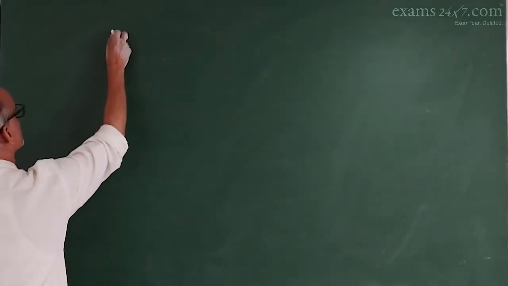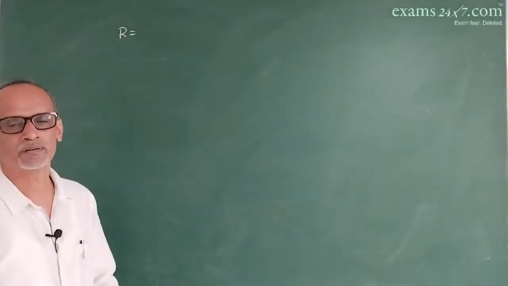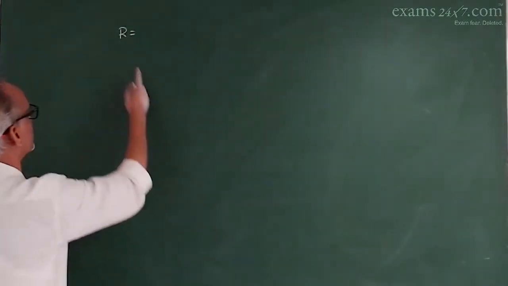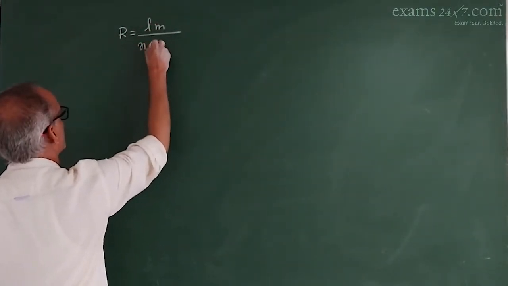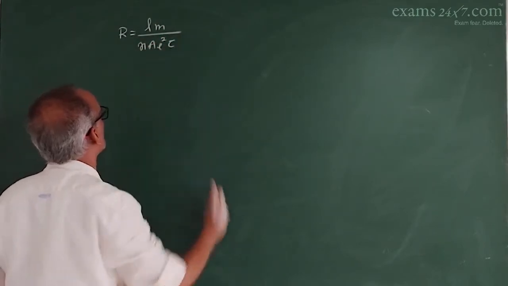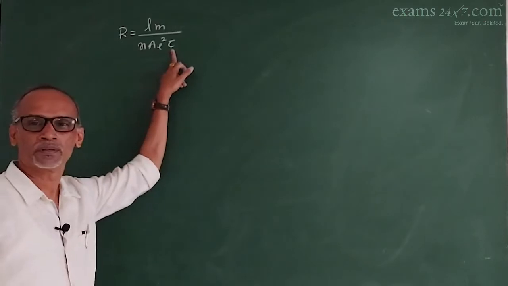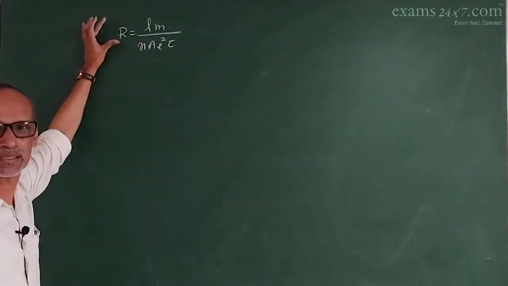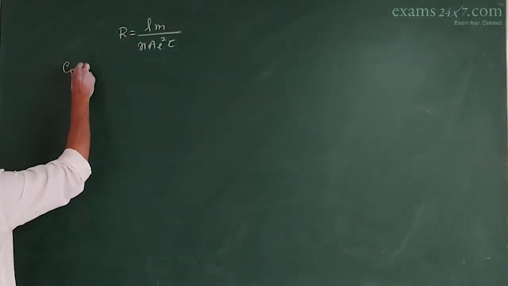Now with the increase in temperature, the resistance of the material increases. So that we can explain using R is equal to Lm by n A e square tau. With increase in temperature, relaxation time and the drift velocity decrease, that increases the resistance. Now, this is applicable only for a conductor.